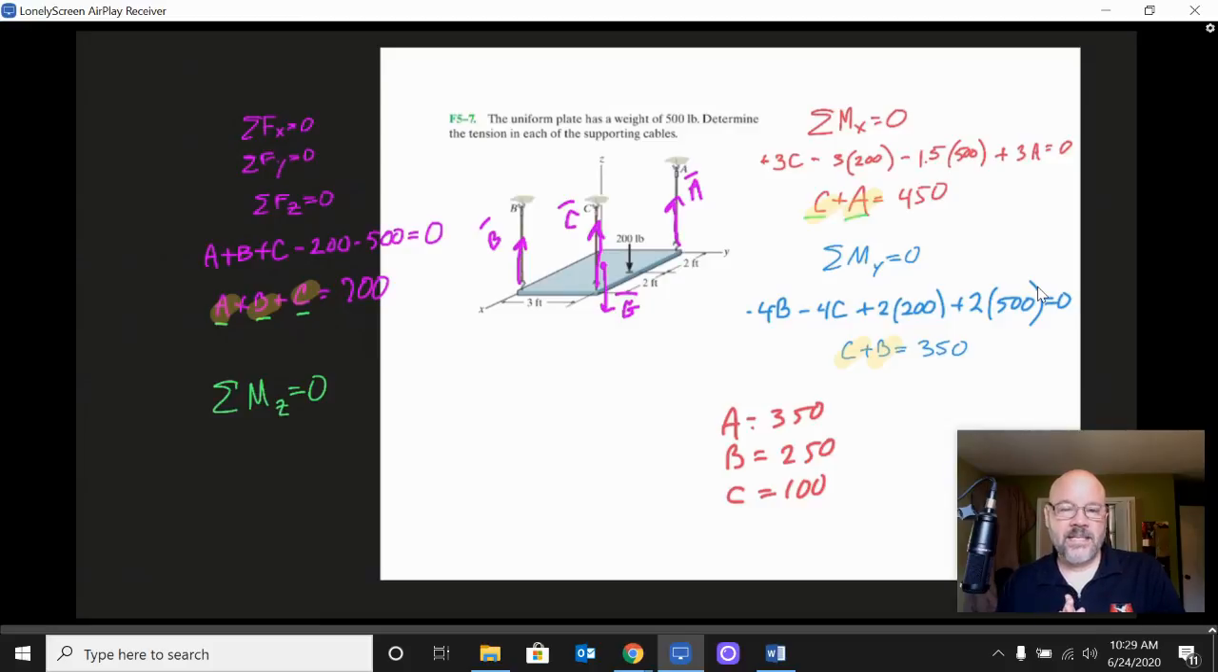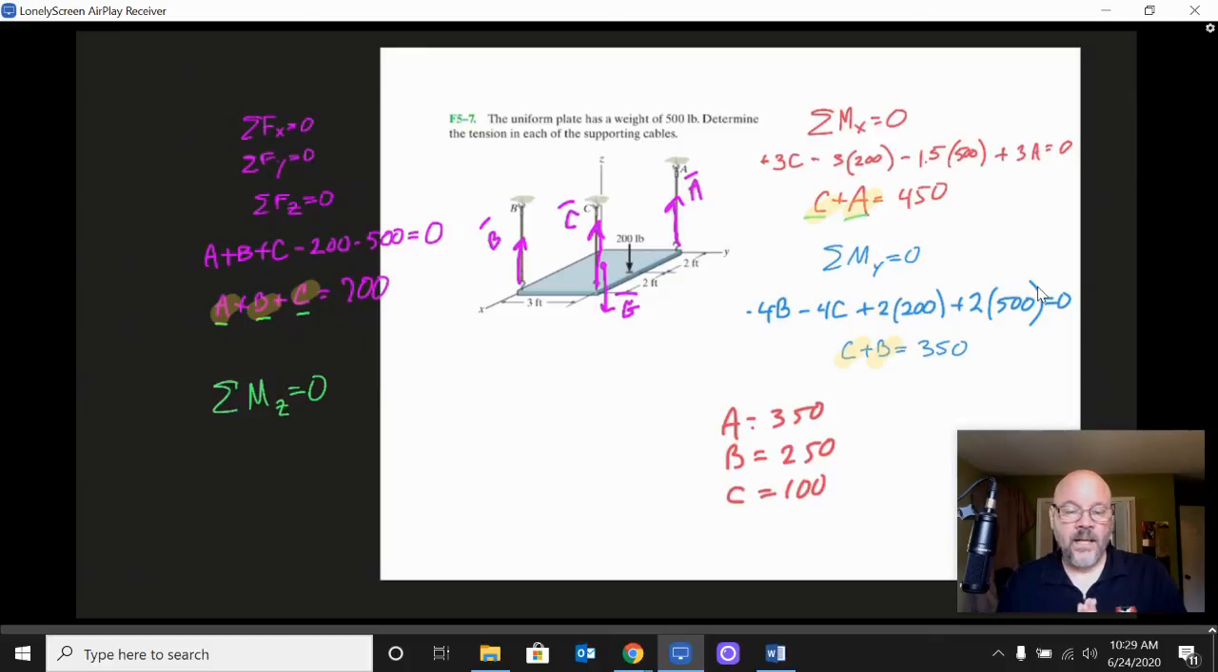So the point is here, I've got 6 relationships at my disposal. I've got the sum of X, sum of Y, and sum of Z forces. And then I do the same thing with moments in X, moments in Y, and moments in Z. Each problem is going to be a little bit different. I'm just going to have to work with each of those relationships. What's happening with my forces? What's happening with my moments? Okay. Just like that.